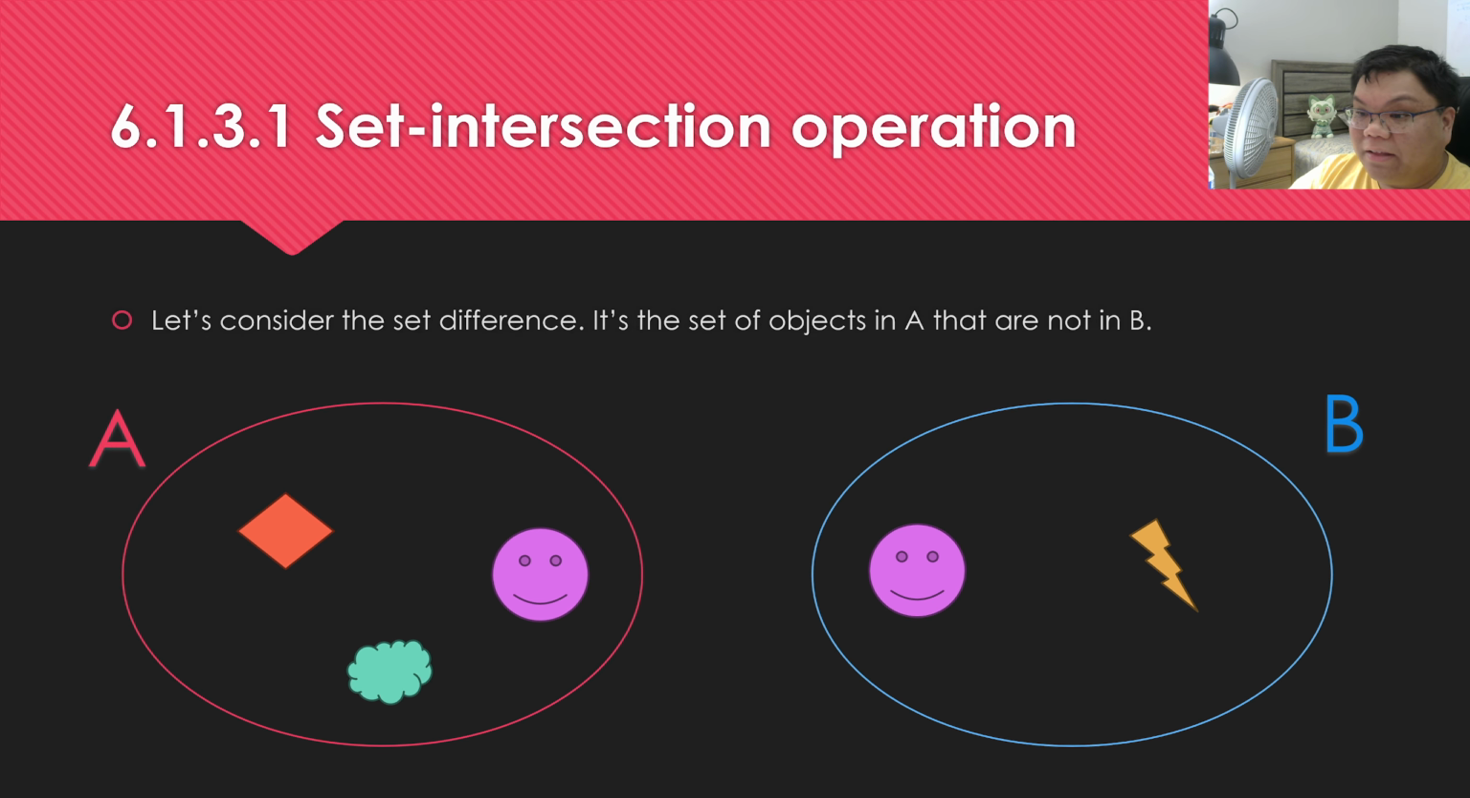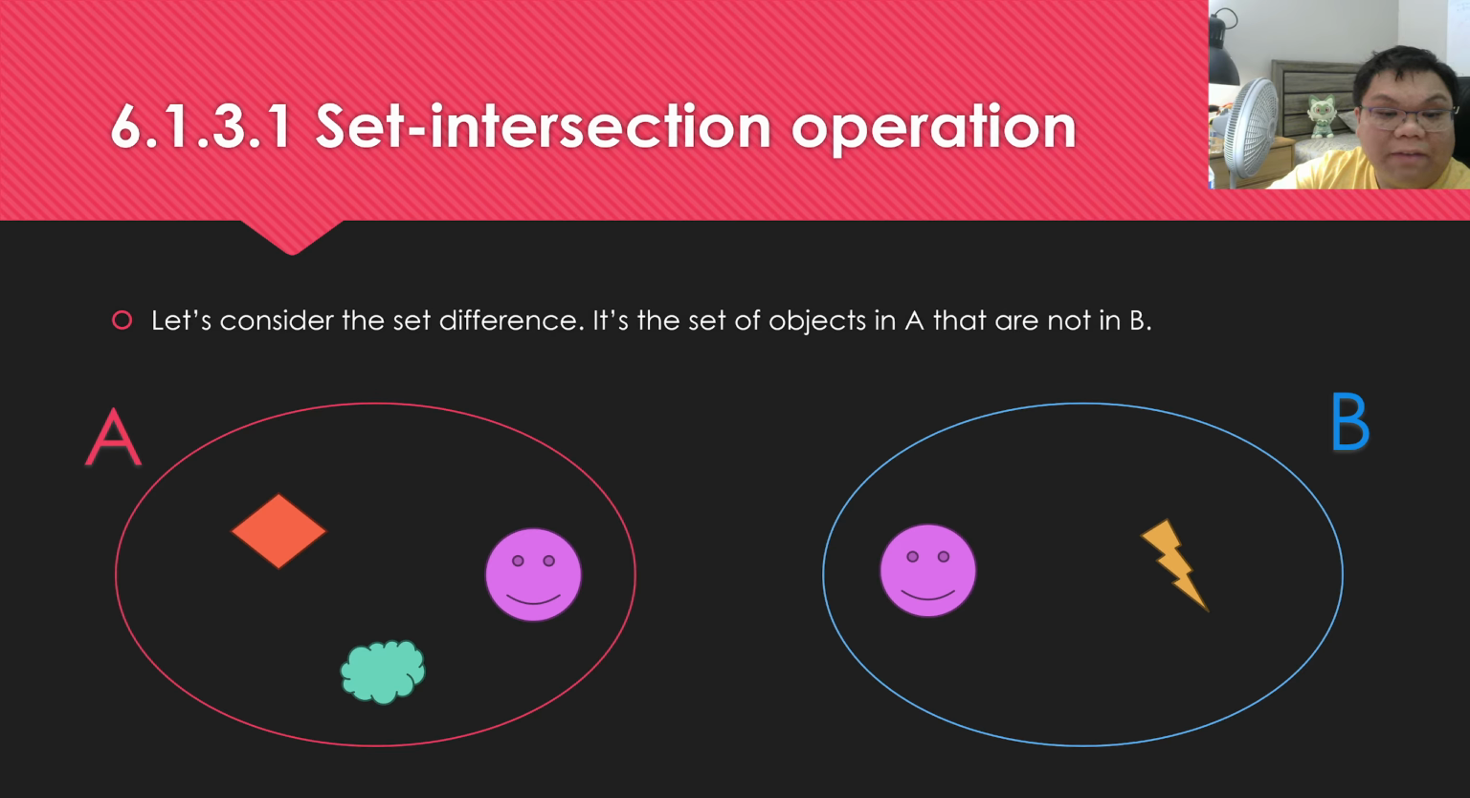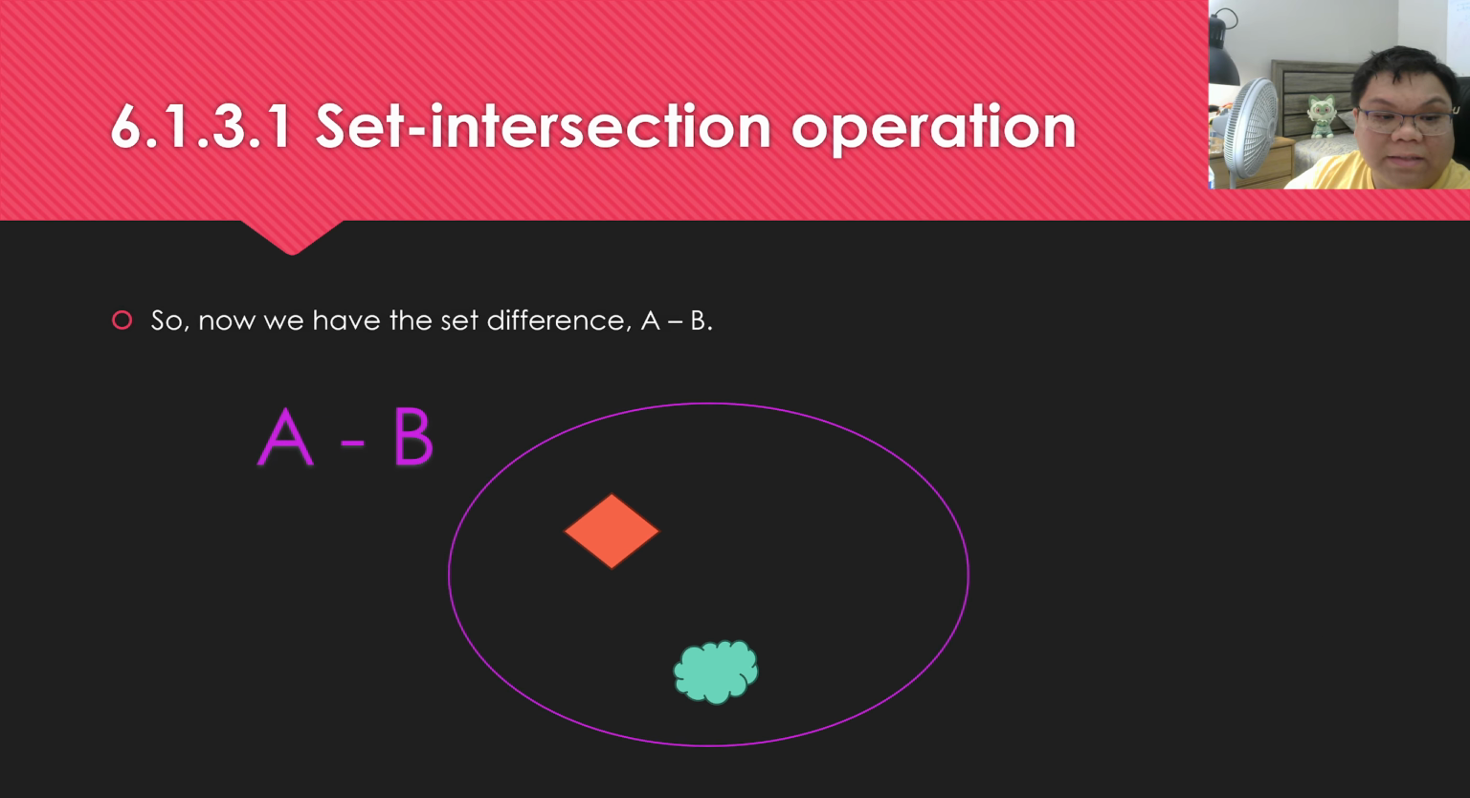So let's consider the set difference of A and B. That's the set of objects that are in A that are not in B. So the smiley face is in both sets. And the set difference A minus B is just going to be this orange diamond and this green, what is this, a clump of broccoli? Anyway, so that's the set difference of A and B.